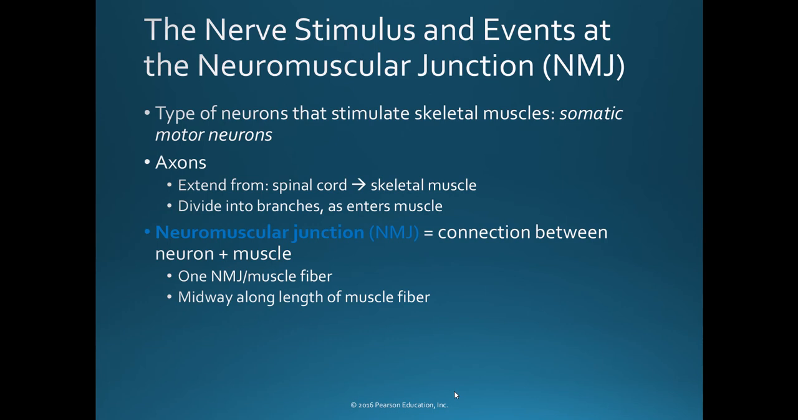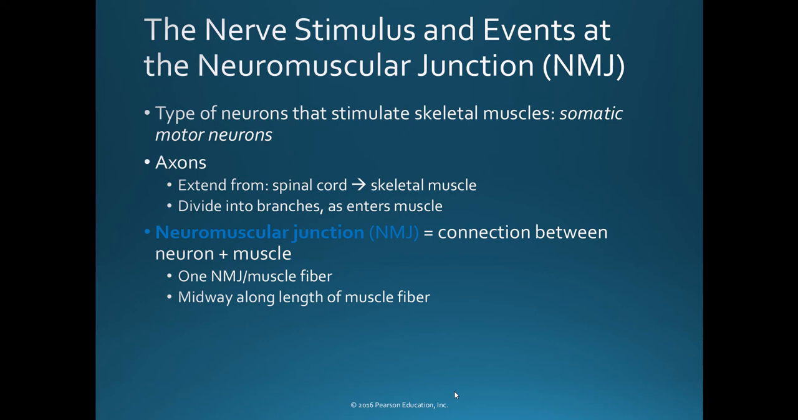We're going to start at the neuromuscular junction. So the type of neurons that connect to and stimulate skeletal muscles are what we call somatic motor neurons, which is just a fancy way of saying they're voluntary motor neurons. If you want to do a high kick, you have to choose to do that high kick. It's a voluntary action. The axons of these neurons extend from the spinal cord out to the skeletal muscle. And as they get into the skeletal muscle, they divide into all of these little branches that go out to each little fiber within the muscle.